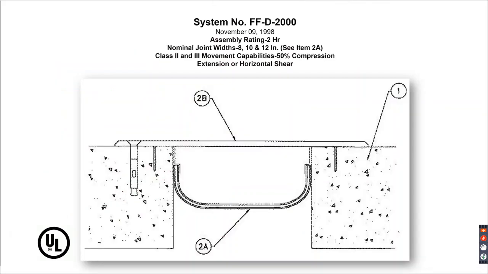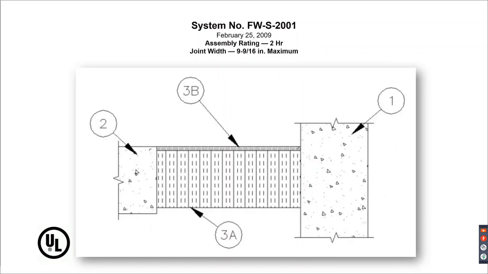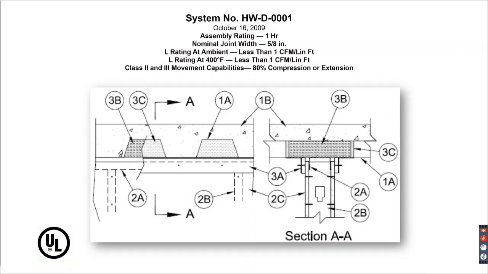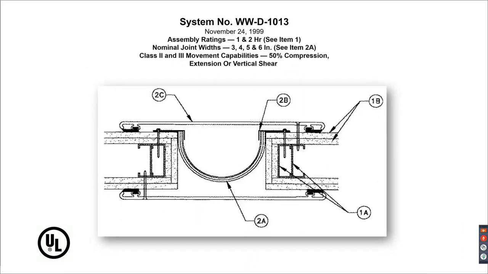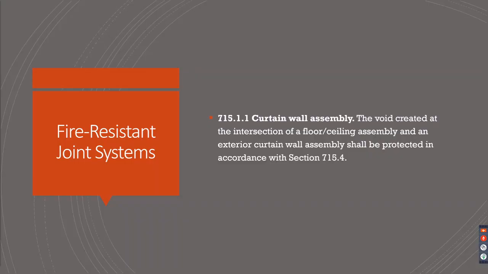And then just some examples of some dynamic and static systems. Here's a dynamic. You'd know that by the D, the FFD 2000. This is a dynamic system. Here's an S, so static. Most of the time, we'll generally see the dynamics. We need the movement, but with some, like concrete to concrete, you don't need that movement sometimes, so you can have an S. But typically, you're going to see a D dynamic listing. Just some examples of different joint systems.